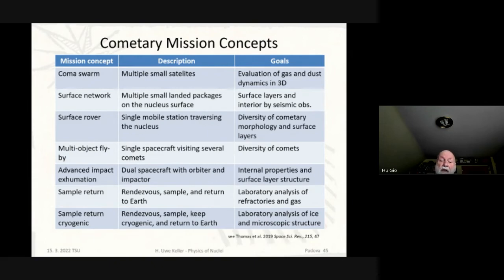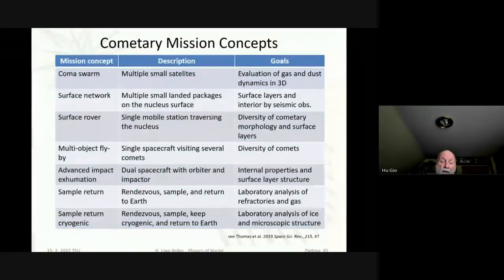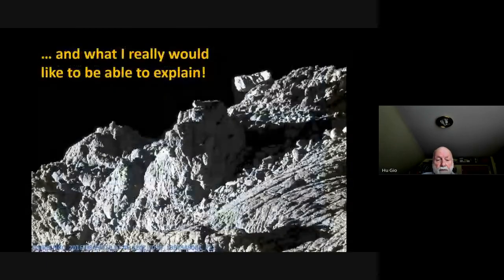And this is a much easier mission than the sample return at cryogenic temperatures, which is much more difficult and demanding. So my suggestion is make a sample return and require the sample to be as cold as possible, rather than telling it has to be below 70 K or somewhat like that. And this may be a possibility for the next big step in cometary research.